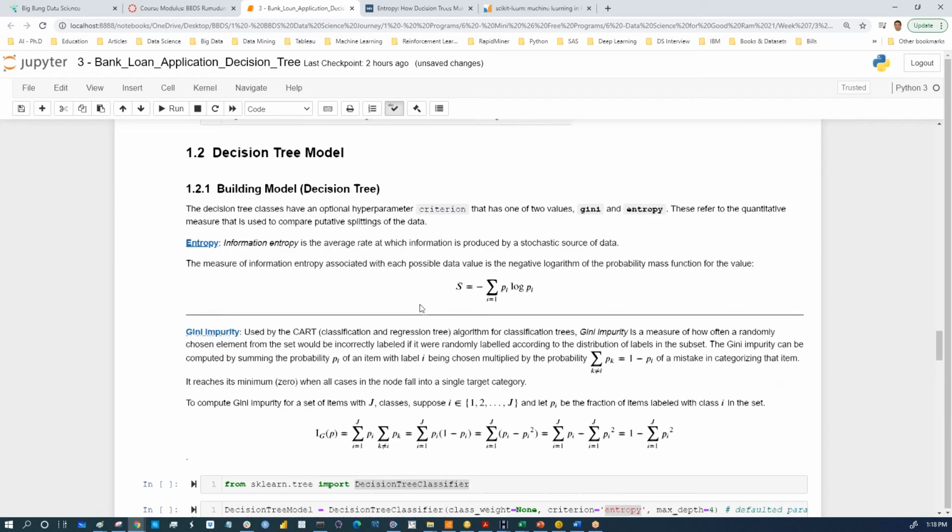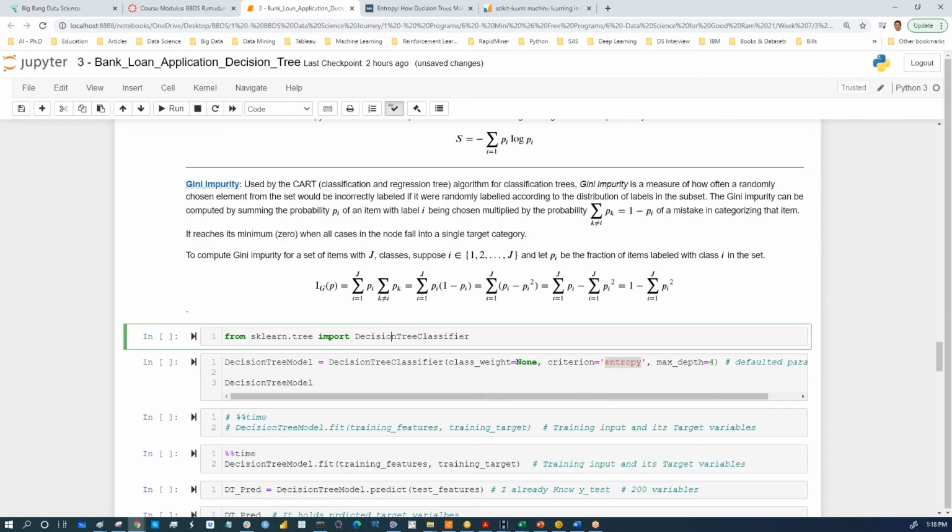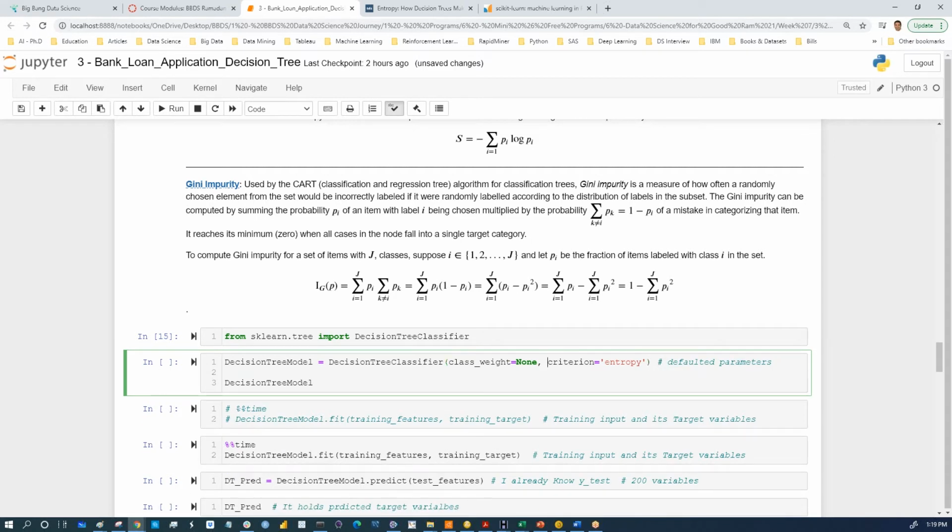We are going to import a decision tree from scikit-learn. Import decision tree. Okay, and let's assume that we are going to use only one parameter.